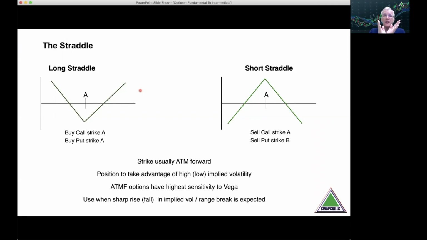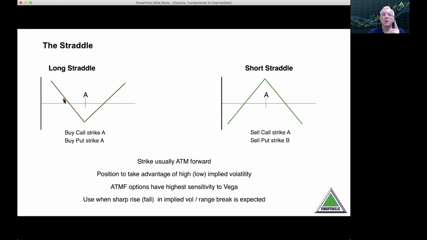So either way, you're going to make money. But the trouble with this is it's going to be expensive. So look at what I'm doing here on the screen with the cursor. There's your payoff if the call option is exercised, great. There's the payoff if the put option is exercised, yeah, brilliant.